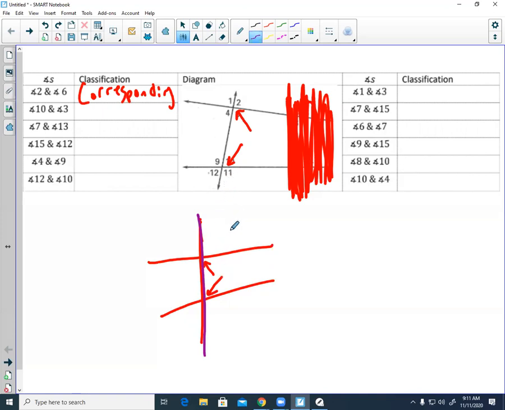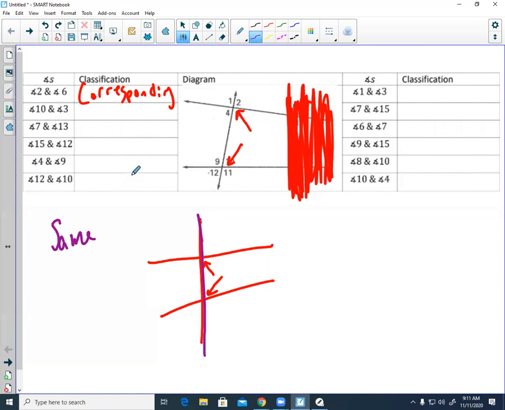So now if I look at my arrows, are the arrows on the same side of the transversal? Are they both on the right side? Are they both on the left side? Or are they on opposite sides? Which one? Are they on the same side? Are they on the opposite sides? Or are they on both sides? They're on the same side. So I'm going to start my flow chart. They are on the same side.